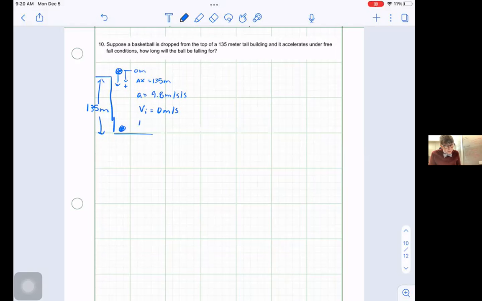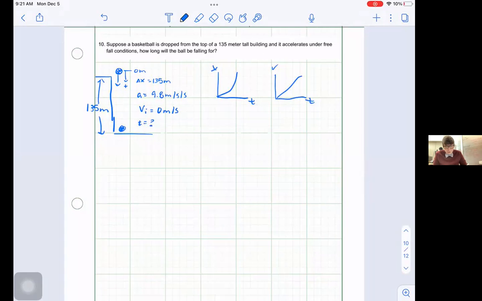And the question asks you for how much time the ball falls for. Right, our answer ought to be a time in seconds. What can we use to solve this problem? I always like to start with a sketch. Ball falls while speeding up. So we've got this kind of a situation.